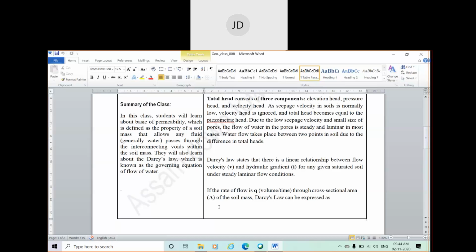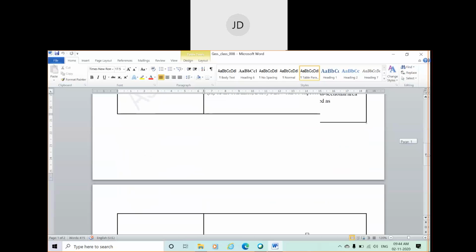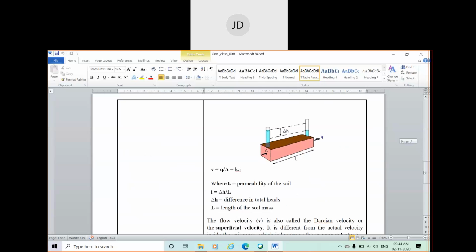So the rate of flow, that is q, through cross-sectional area capital A of the soil mass, and Darcy's law states that the discharge or rate of flow is proportional to the cross-sectional area of the soil mass and hydraulic gradient. From that statement we can find this relation. Here, what does small q represent? Discharge or rate of flow through soil mass.